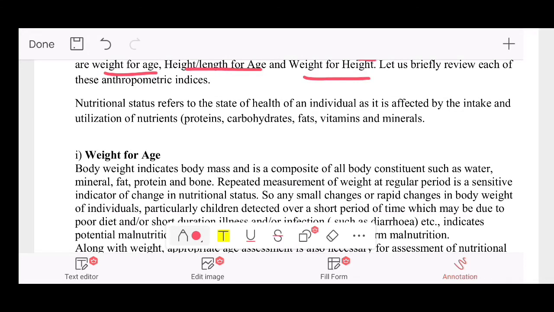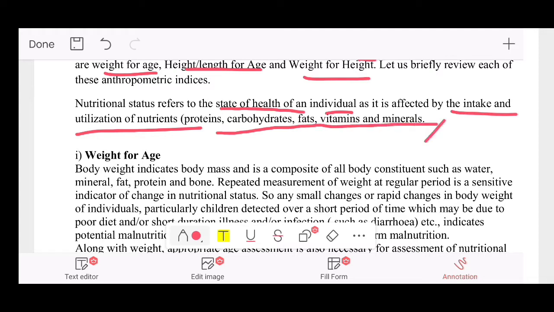Nutritional status refers to the state of health of an individual as it is affected by the intake and utilization of nutrients, that is protein, carbohydrate, fat, vitamins and minerals. So nutritional status means the state of health of an individual which is affected by the intake and utilization of nutrients. Whatever foods we are taking, like protein, carbohydrate, fat, vitamins, minerals, that are going inside our body, whether they are healthy for us and whether our body is in good nutritional condition or not, we just have to measure it. That is the nutritional status.